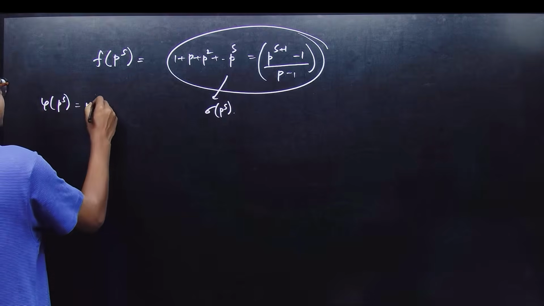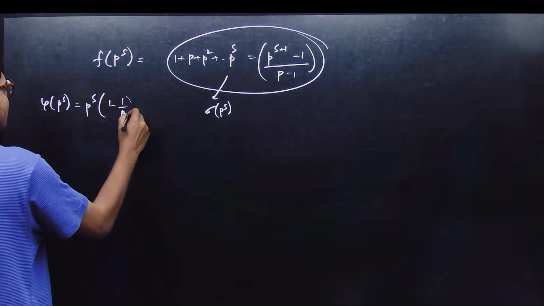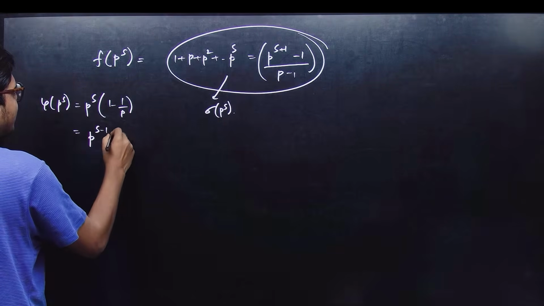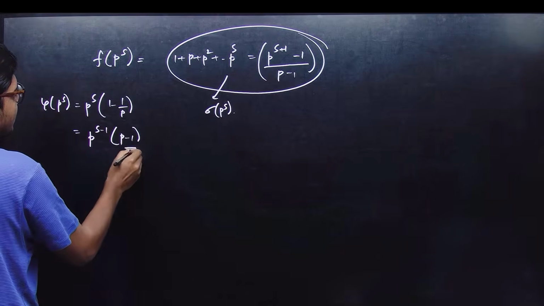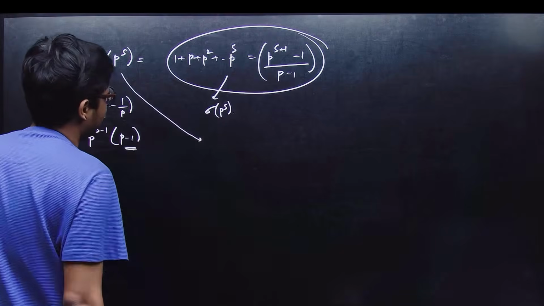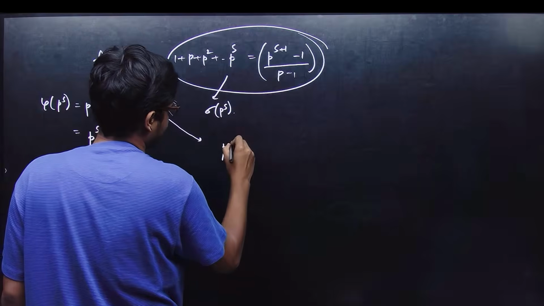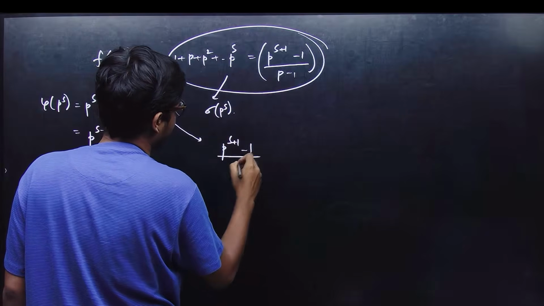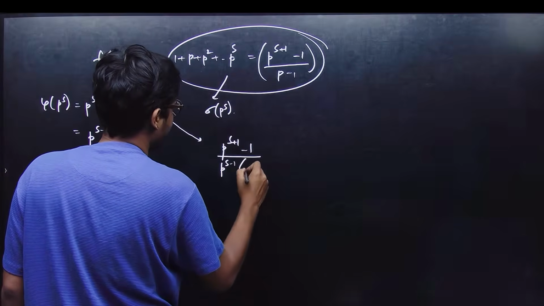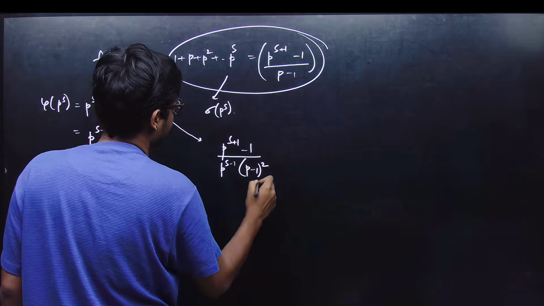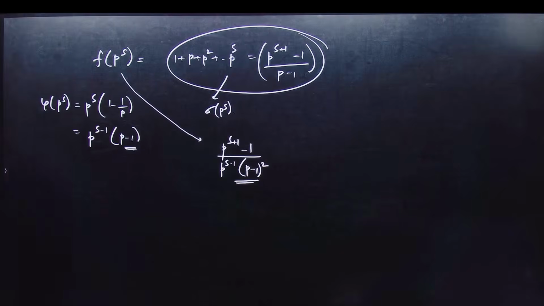That is going to be p power s times 1 minus 1 by p. So that is p power s minus 1 times p minus 1, right? So this quantity f of p power s will be nothing but p power s plus 1 minus 1 divided by p to the power s minus 1 times p minus 1 whole squared. Okay, this is the value of f of p to the power s.